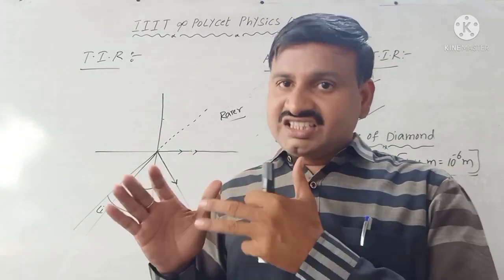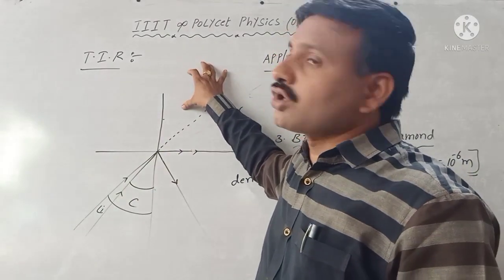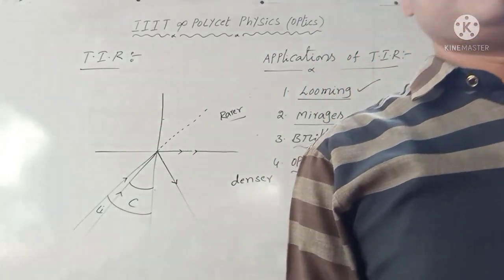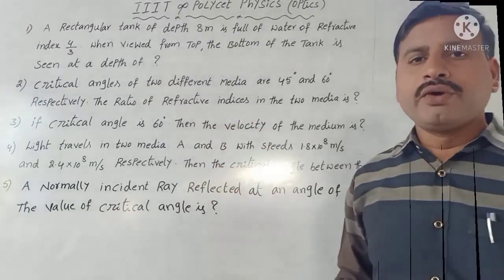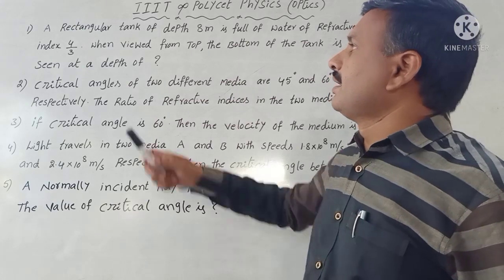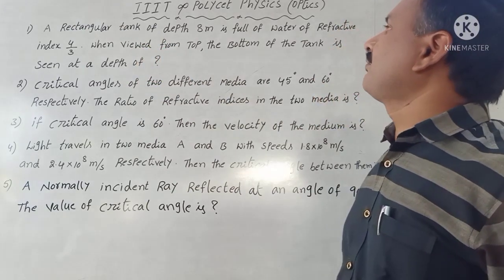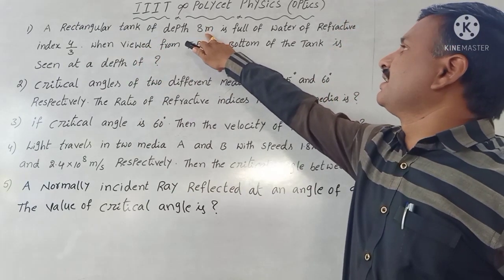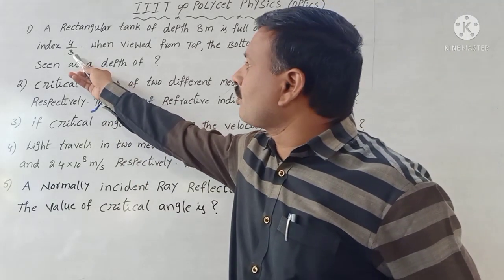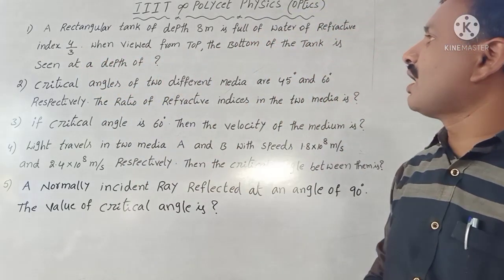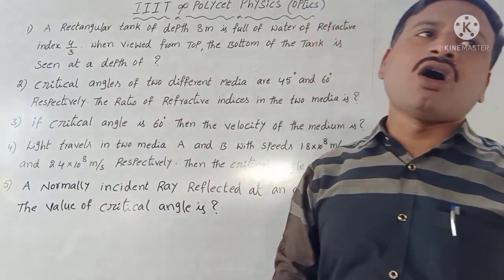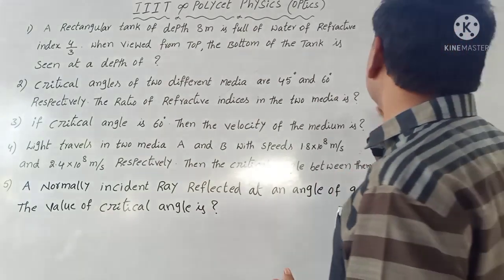Now for these two topics we do some problems. Now we do these problems. The first problem given is: a rectangular tank of depth 8 meter is full of water. The refractive index of water is 4/3. When viewed from the top, the bottom of the tank is seen at a depth of what?